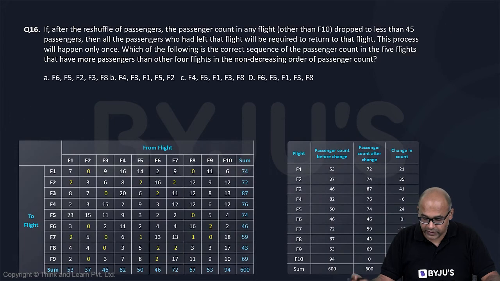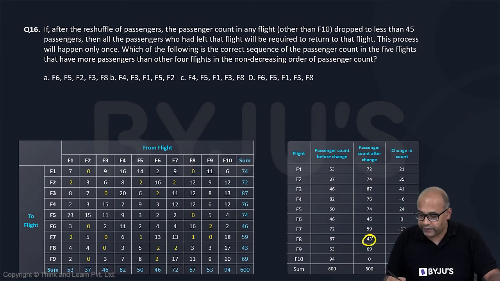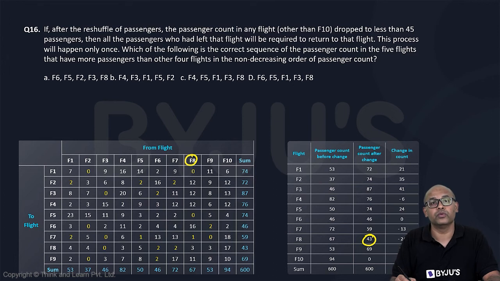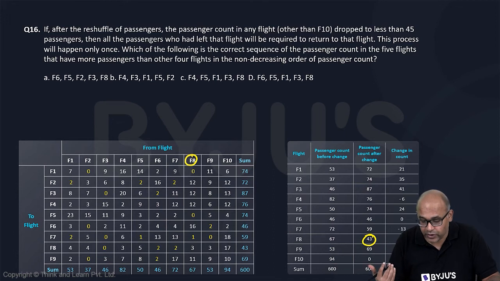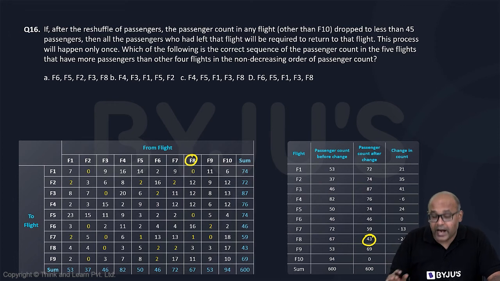So let's take a look at the question here. So we are talking about passenger count after the change becoming less than 45. So there is only one, F8. So F8, you will send back. So F8, what is happening? F8 is here. 12 people are going to F2. So you will pull them back. You'll get them back to F8. So whatever has happened from F8, people going away, you will get them back. And others who came to F8 will continue to be there. But people who went away from F8 will again come back to F8.